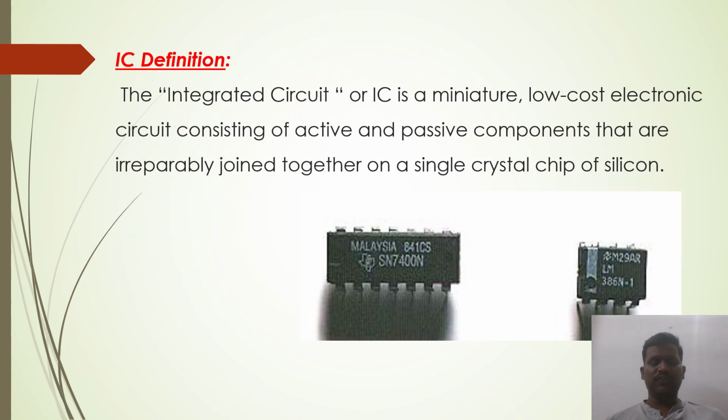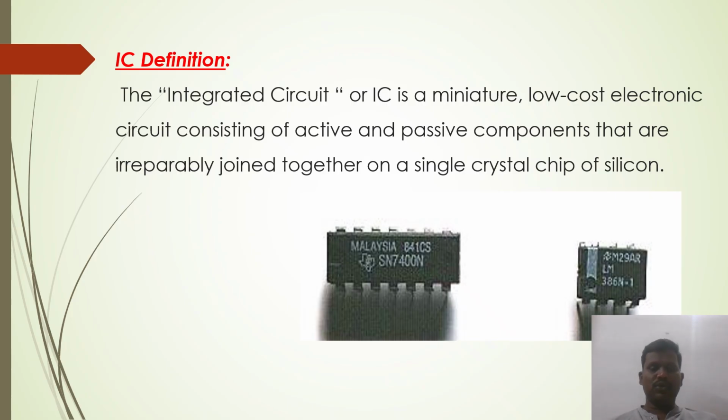First, the definition of an integrated circuit, which in short we call IC or chip. An integrated circuit, in short IC, is a miniature, meaning mini size, low cost electronic circuit consisting of active and passive components that are irreparably joined together on a single crystal chip of silicon. Besides this definition, there is a simple way you can remember it.